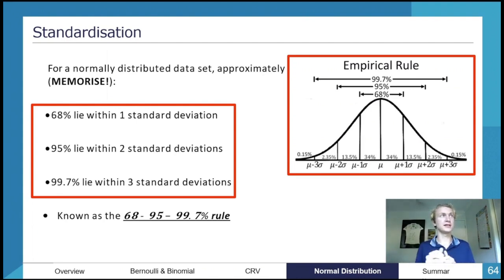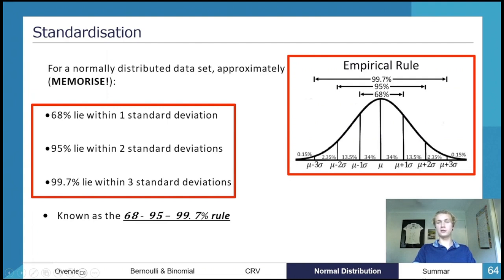So for a normally distributed data set, we use these following approximations, and that is that 68% lie within one standard deviation. One standard deviation means either side of the mean, one standard deviation. So our little S symbol, really. And within that one standard deviation, so over here, that area is going to be 0.68. So you can write 0.68 on this graph. Then we have that 95% lie within two standard deviations. So between here and here. So 0.95 is the probability here.